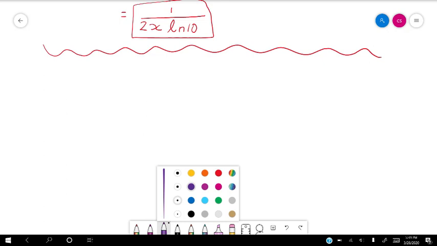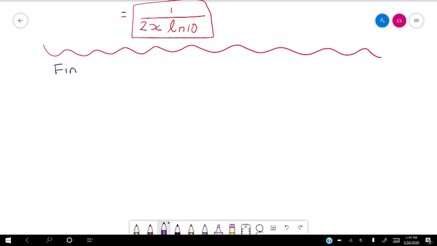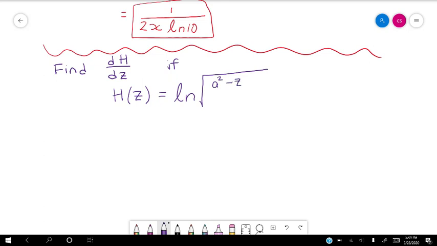And let's say that we were going to find the derivative of h with respect to z, so h is a function of z, if h of z is equal to the natural log, and then we're going to introduce a complicated argument, the square root of a squared minus z squared divided by a squared plus z squared.